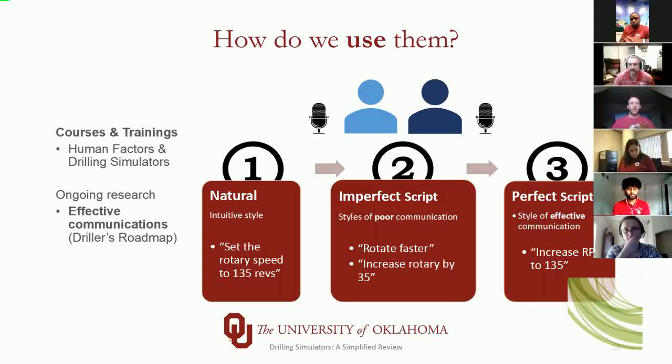And in a second experiment, we're actually giving them words to say. These are styles of poor communication. We're trying to prove effective communication using a simulator, but here in this example, we say, hey, rotate faster. The driller might say, what do you mean? Or the assistant driller might say, increase the rotary by 35.